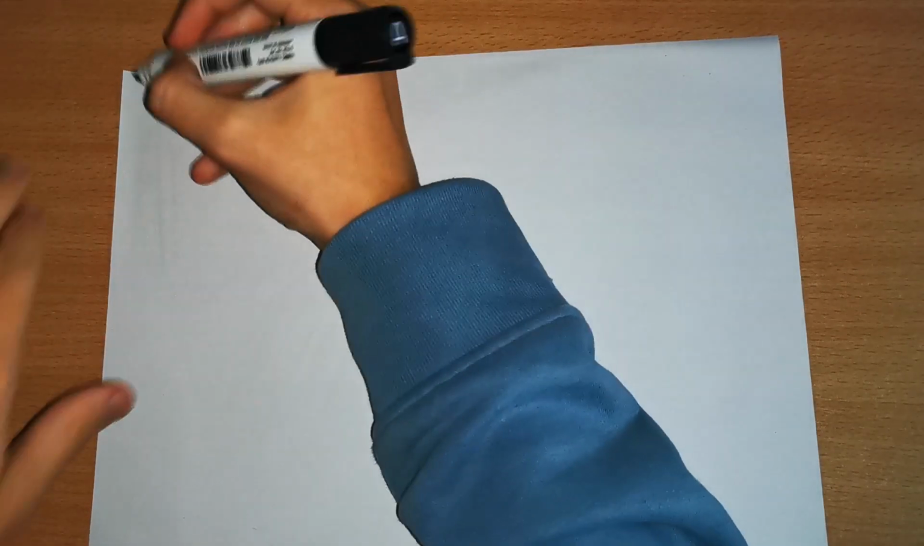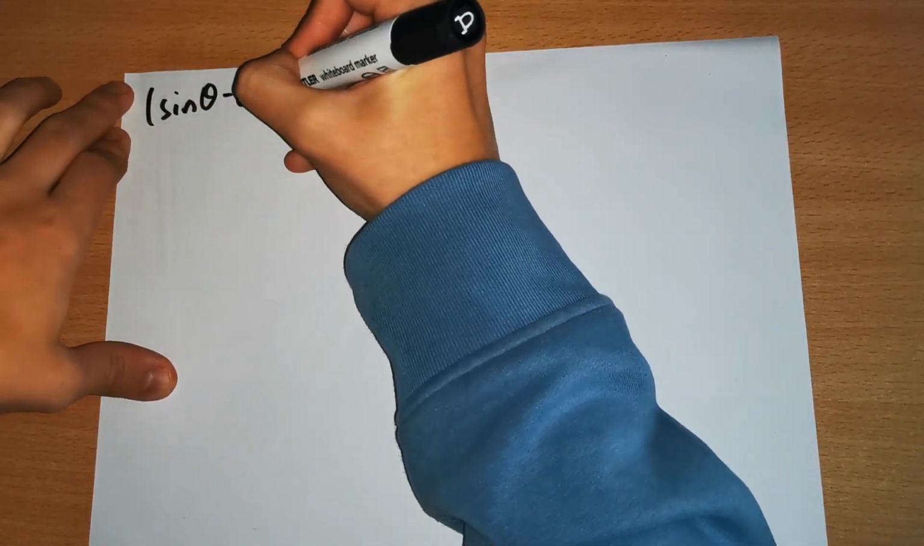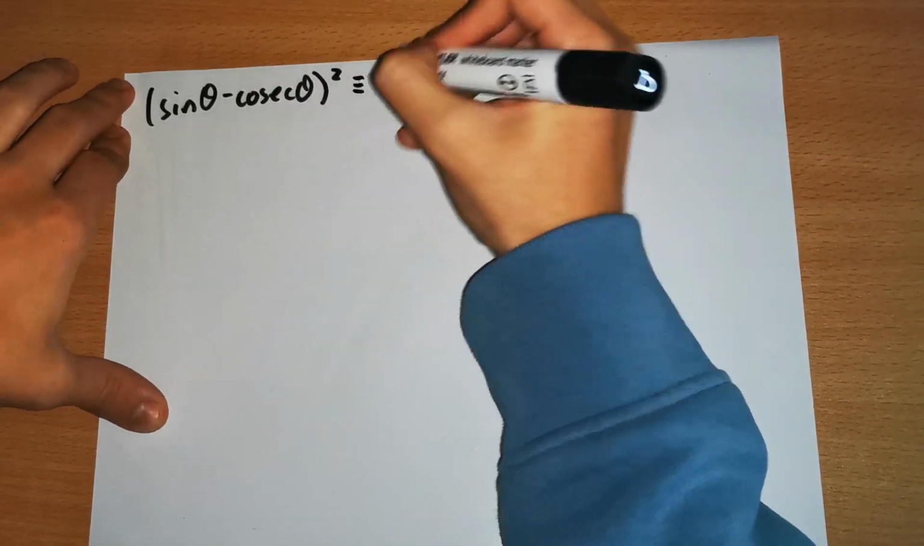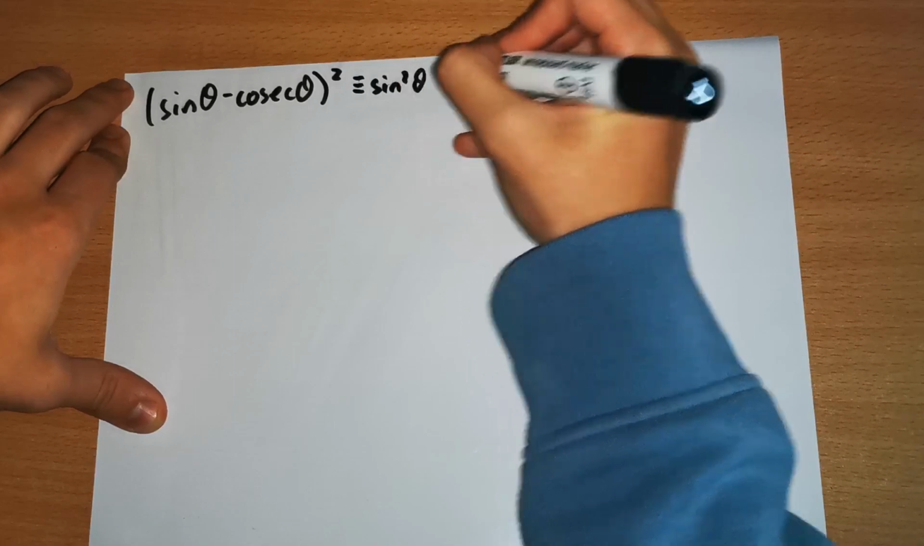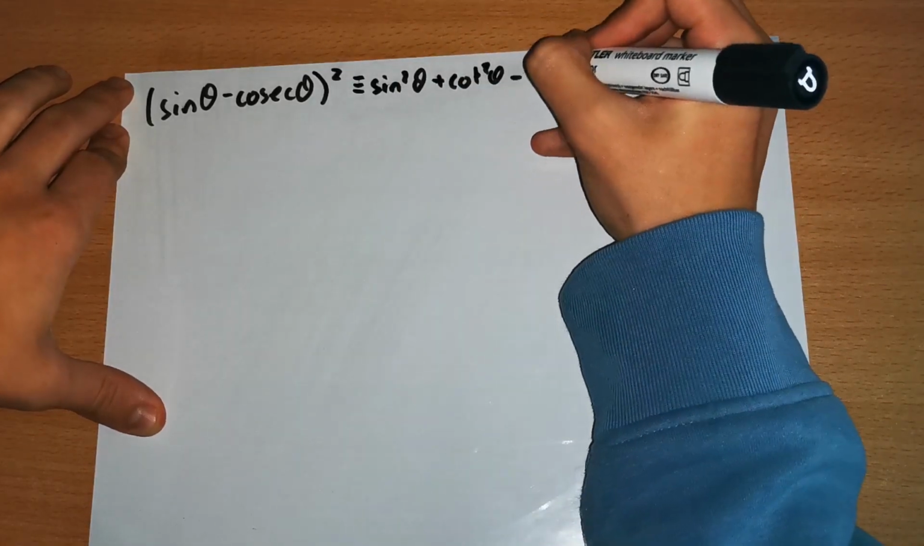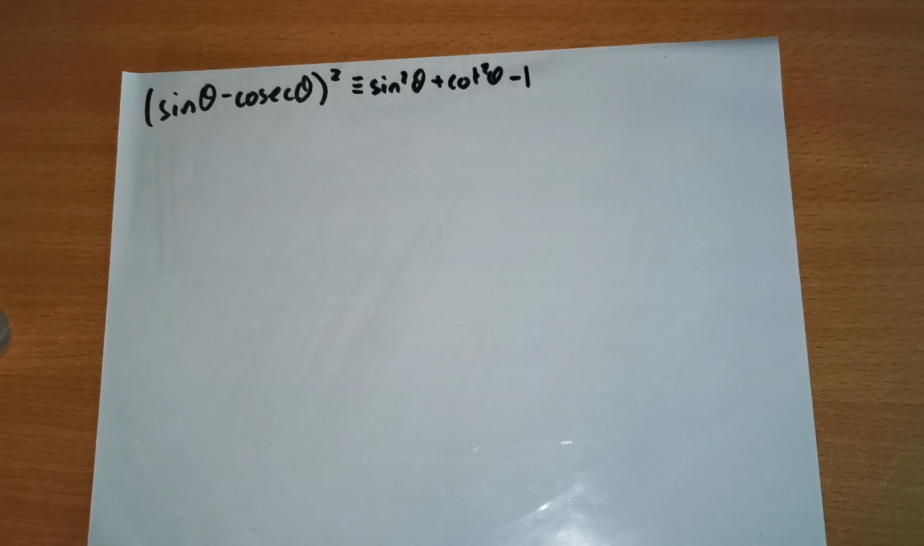Okay, so a second one we're going to do is going to be, let me see, sine theta minus cosec theta squared is identical to sine squared theta plus cot squared theta minus 1. Now I'm going to start by multiplying out this bracket. You may think that's a weird thing to do, but multiplying out brackets is not too difficult. Just pretend that it's an x and a y. That's really what I do.